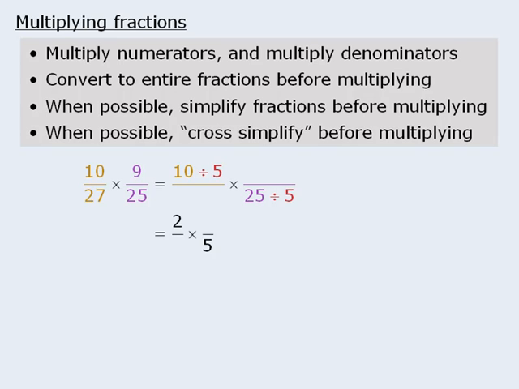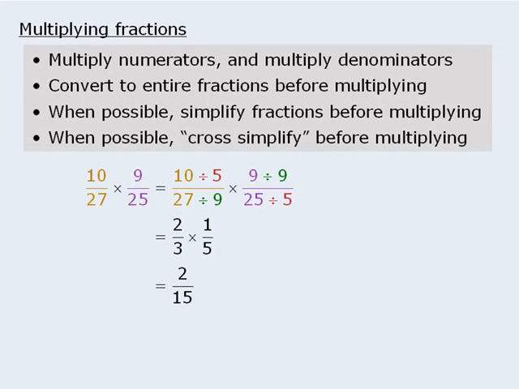At this point, we examine the other numerator and denominator and determine whether we can divide both of these values by some number. In this case, we can divide 9 and 27 by 9. When we do this, the 9 and 27 simplify to be 1 and 3. Now that we have completed our cross simplification, we can multiply the numerators to get 2, and we can multiply the denominators to get 15.